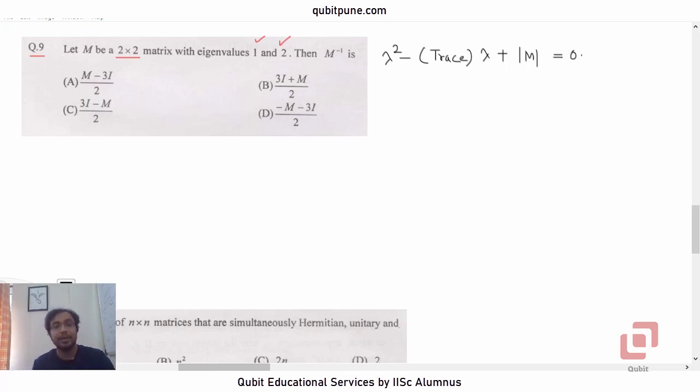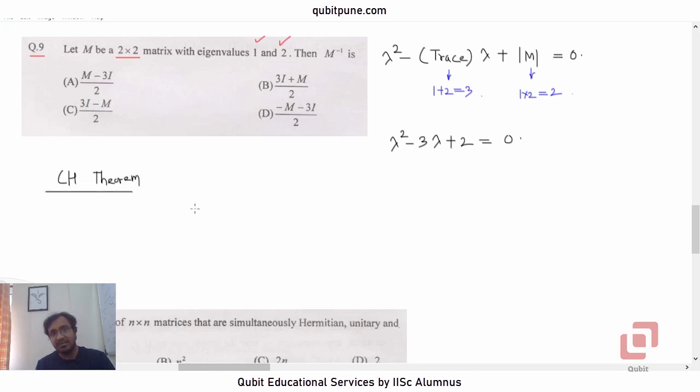Now, the properties of eigenvalues are the trace is the sum of the eigenvalues. So in this case it is 3, and the determinant is the product. So in this case the product is 2. So the characteristic equation is lambda squared minus 3 lambda plus 2 equal to 0. This is the characteristic equation. Now if you remember the Cayley-Hamilton theorem, it says every matrix satisfies its own characteristic equation.